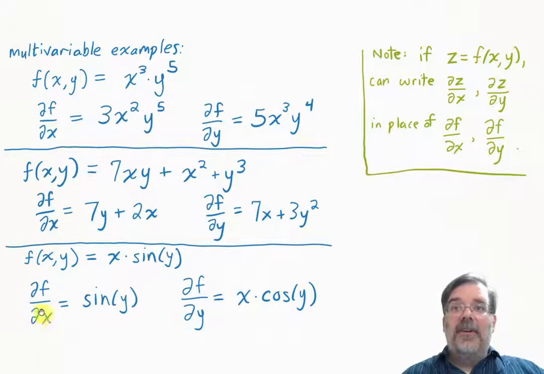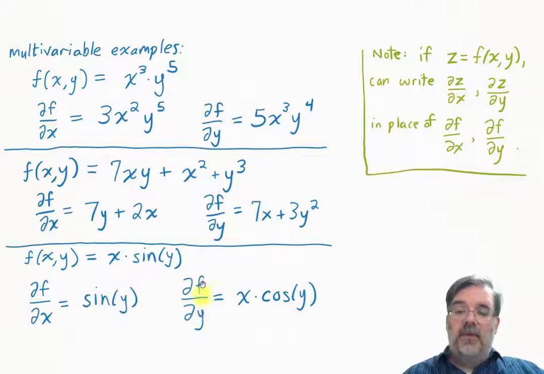X is a variable and y is a constant. Now, if y is a constant, then sine of a constant is still a constant. So when calculating df dx, this becomes x times a constant. What's the derivative of x times a constant? It's just that constant. So df dx is sine y.